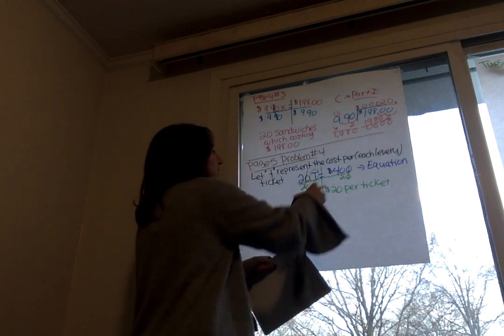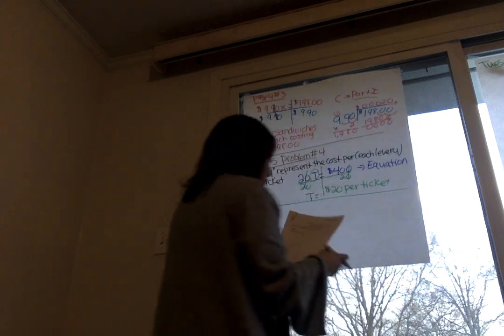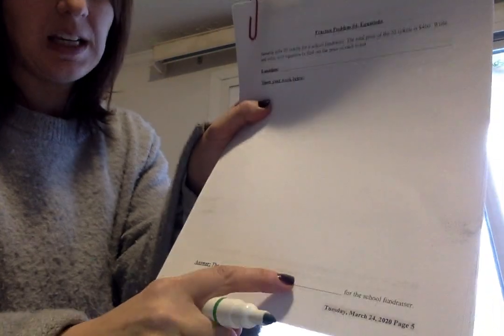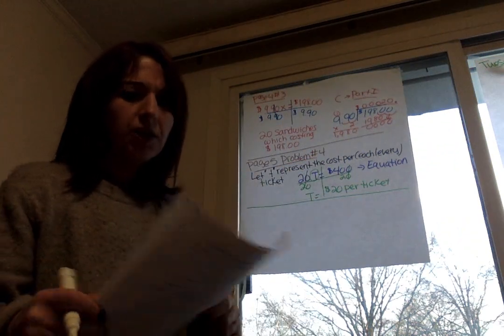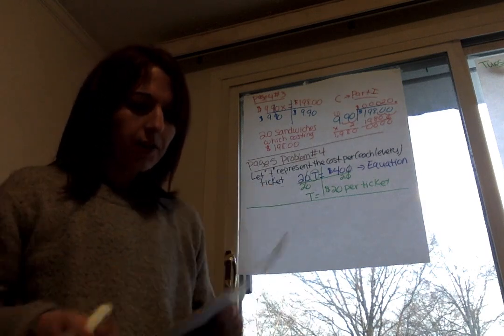And 20 times 20 is 400. Therefore, that is the correct answer. So it's $20 per ticket. So where my finger is, you're going to write on this line here, $20 is the answer with that work shown. Let's go on now to page 6, which is another equation problem.